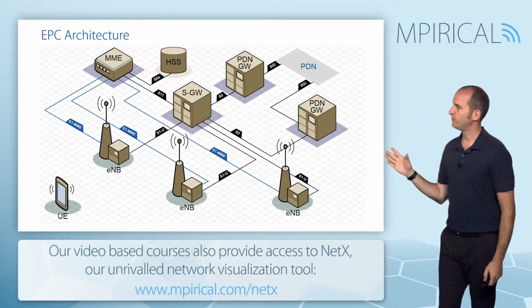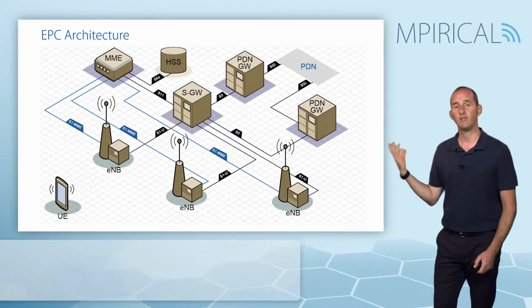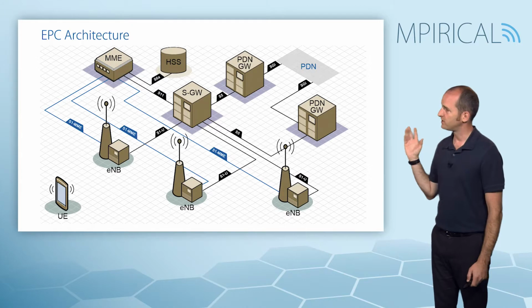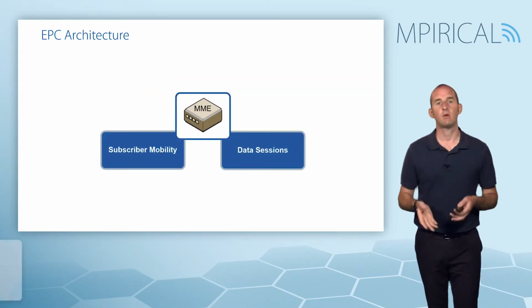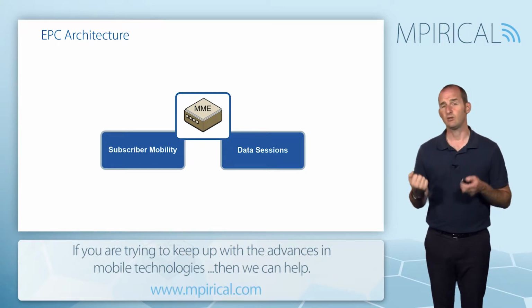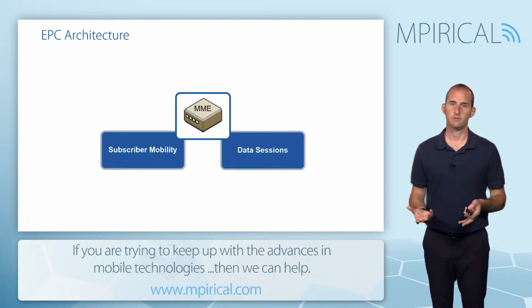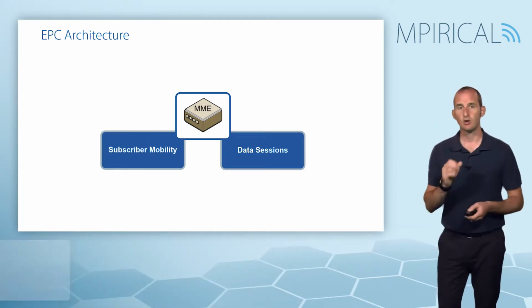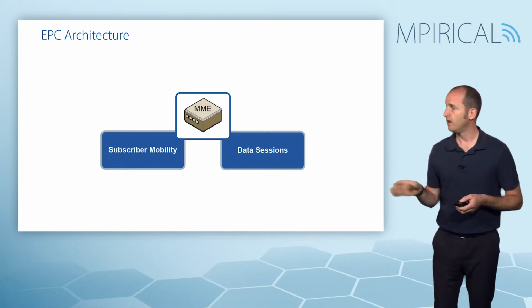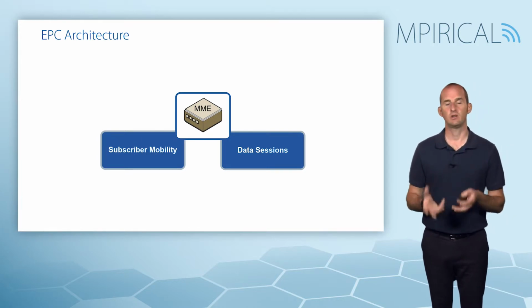Really, the main areas of focus that we're going to look at are the MME, the serving gateway, the HSS and the PDN gateway. And we're going to start with the role of the MME. It's the mobility management entity, and it's really got two main roles, mobility management and session management. So at any given time, as long as you're attached to the network, the MME will have a rough idea as to where you are located.